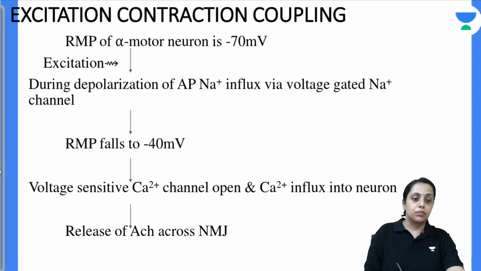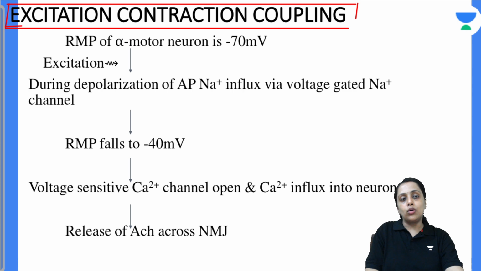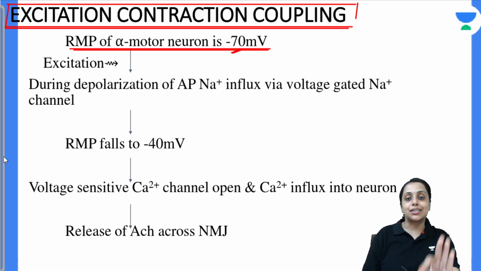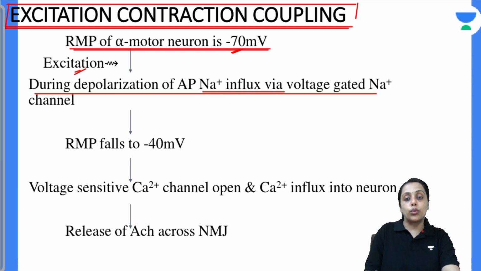So see, the important point here is how excitation-contraction coupling occurs. We all know the resting membrane potential of our alpha motor neuron. What is the resting membrane potential of the neuron? Minus 70 millivolt. And when this alpha motor neuron is excited, what happens? Depolarization occurs, and this depolarization is due to influx of sodium via voltage-gated sodium channels. Since positive ions are moving inside the cell, the RMP is going to rise from minus 70 to minus 40 millivolt.